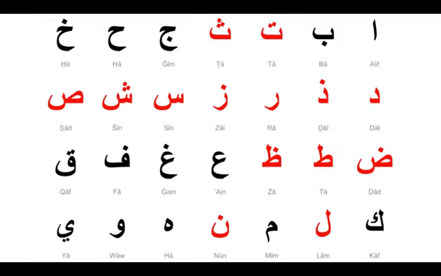So, ta, tha, dal, thal, ra, za, the letters that are in red are the sun letters. The sun is obviously red or yellow. If you can remember it that way. The letters in red are sun letters. The letters in black are moon letters. But I personally have never had to memorize them separately.